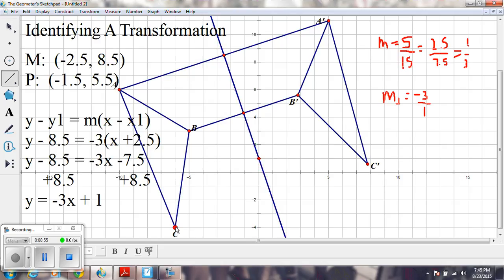And very quickly, we'll do that with CC prime as well. I connect C to C prime. I calculate the midpoint, and my software is doing this for me. I construct the perpendicular at the midpoint, and I see that it's the exact same line I've done for BB prime and AA prime. So it wouldn't have mattered which pair of corresponding points I connected initially. We just chose AA prime because they were at lattice points. And that is identifying a reflection.